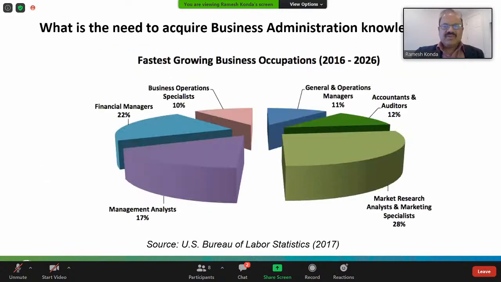Some examples, I will not go into a lot of detail, but the market research shows how business administration knowledge applies: market research specialist, management analyst, financial managers, business operations, general operations, accounting. So there are different areas we touch, based on your business administration degree.